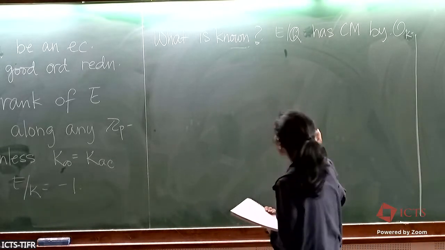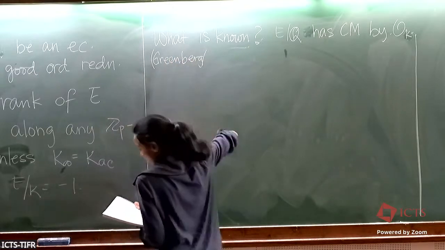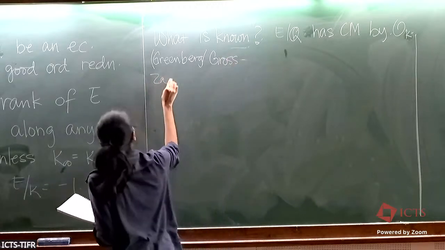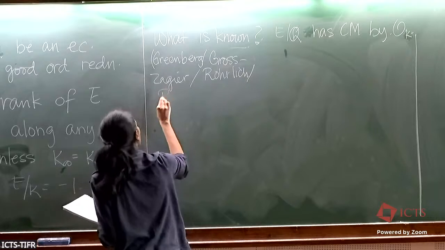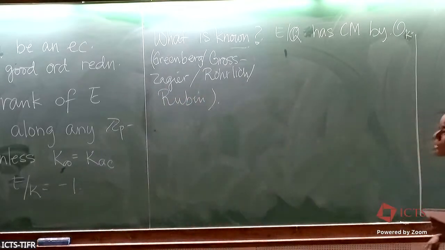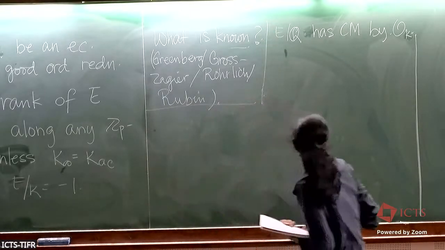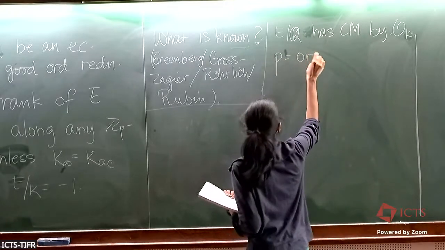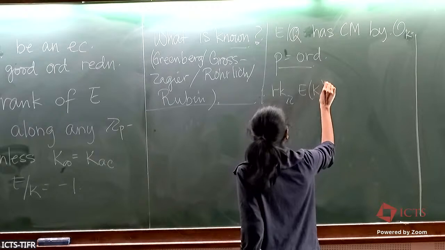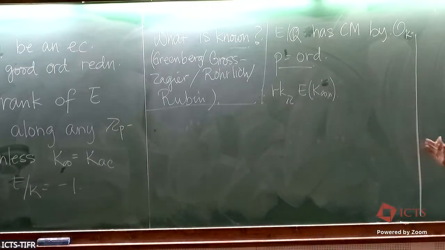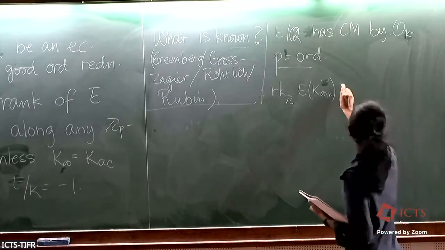And in this setting, due to the work of a lot of people, including Greenberg, Gross-Zagier, Rohrlich, and Rubin, we know Mazur's growth number conjecture completely. So what does that mean? It means, okay, again, if p is ordinary, then we know that the rank of the elliptic curve in the K infinity Zp extension has the following growth shape.